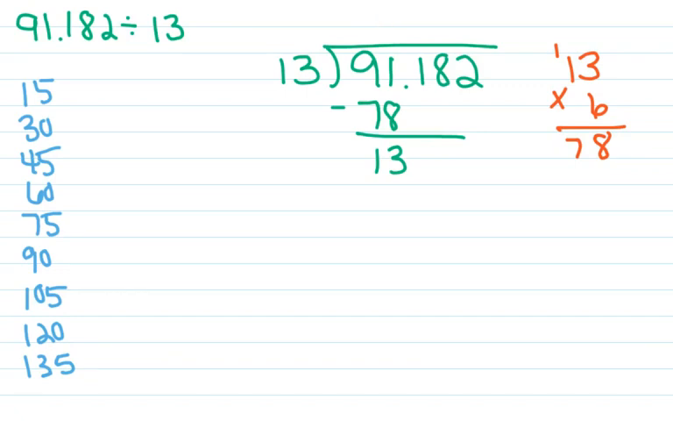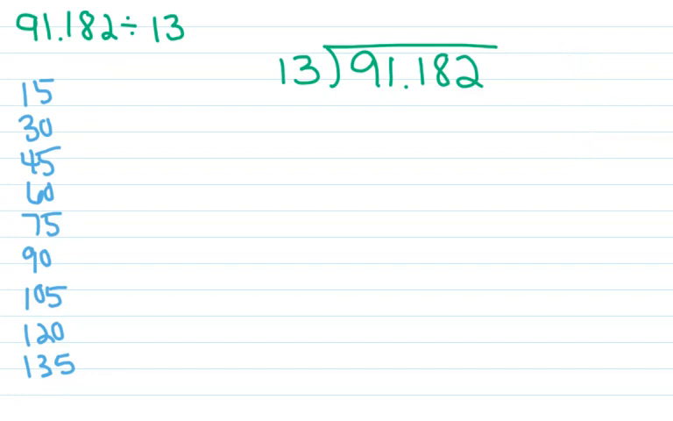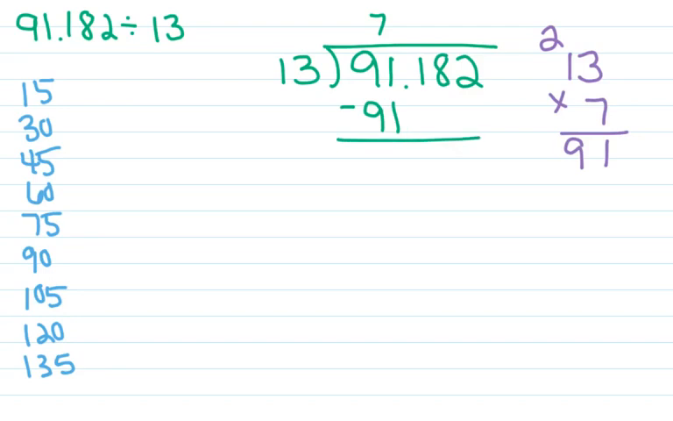So I'm going to get rid of all of this that I just did. And instead of saying it goes in only 6 times, I'm going to guess it goes in 7 times instead. Let's try that. 13 times 7, I get 91. So I was correct. It will go in an extra time. So when I subtract now, 91 minus 91 is 0.